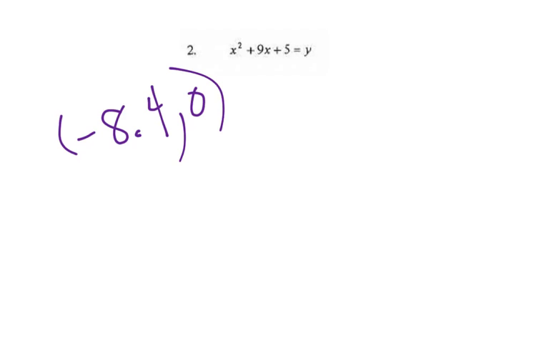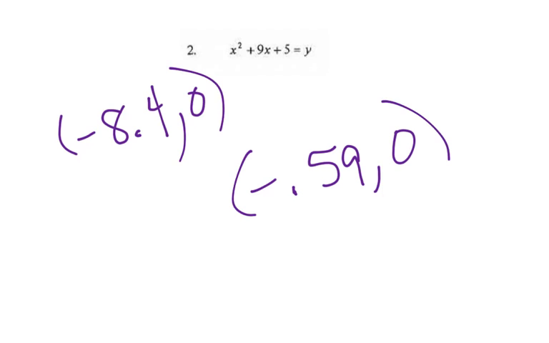I do the whole process again. Second calc, 2 for 0. Go way around to the right until I'm almost to the x-intercept, or where it crosses the x-axis. Press enter. Cross the x-axis, enter, enter. And that solution is negative 0.59, comma 0.